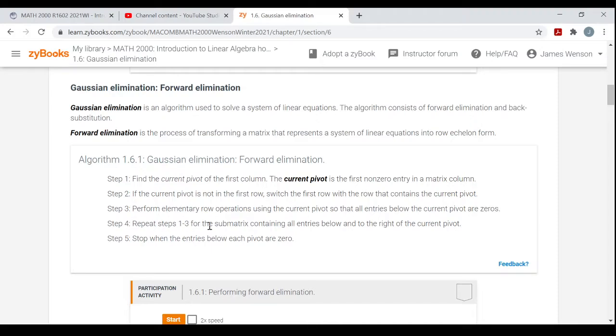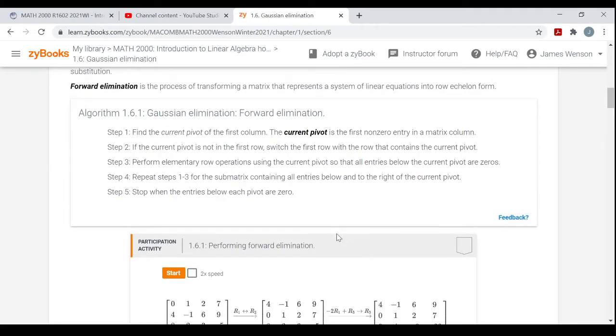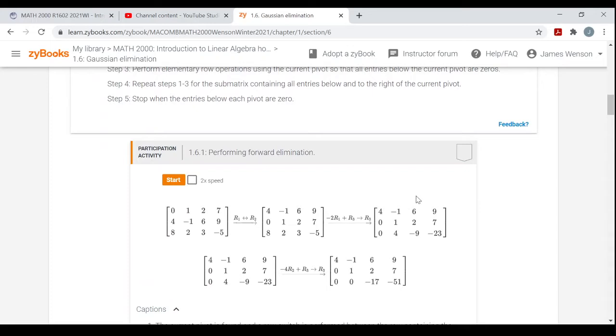Repeat steps 1 through 3 for the submatrix containing all entries below and to the right of the current pivot. Stop when the entries below each pivot are 0. All right. So I'll start off, I'm just going to go to a piece of paper. I'm going to start off with this matrix here, and I might go through these same steps to put it in echelon form, row echelon form.